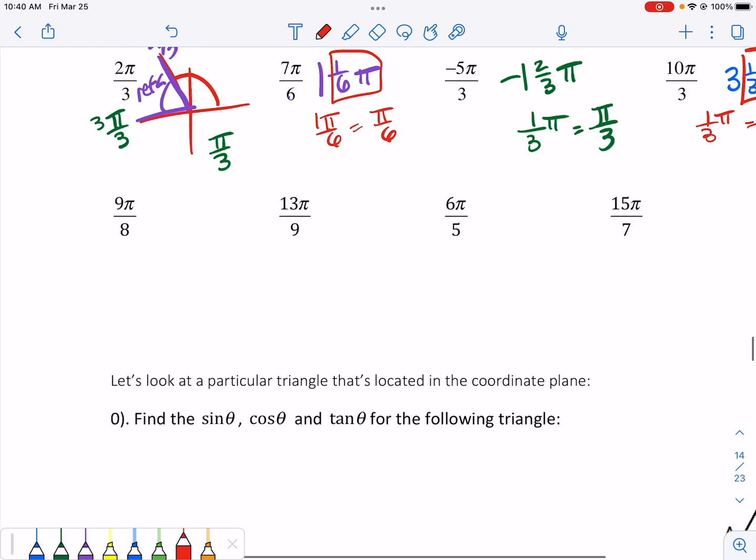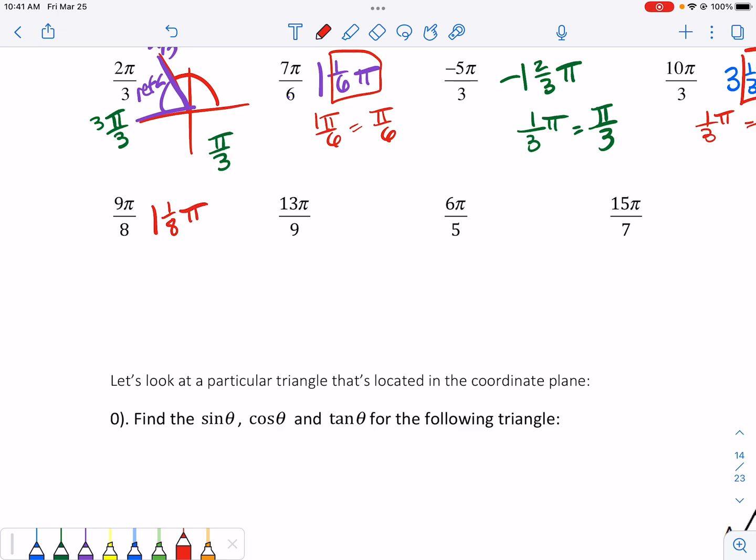Now, if we look at this row, we've got the same kind of thing that we will be doing. So pause the video, see if you can try this one. Okay, so you should have paused the video. So we're going to check. 8 goes into 9 once. You have 1 left over. So this is 1 1/8 pi.